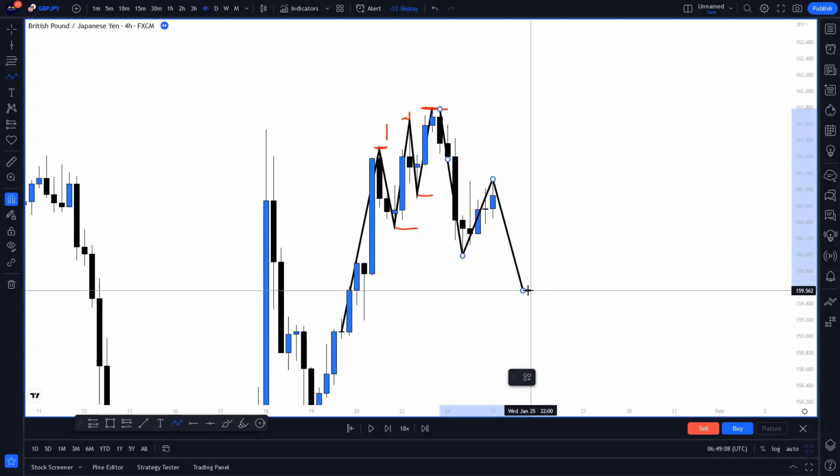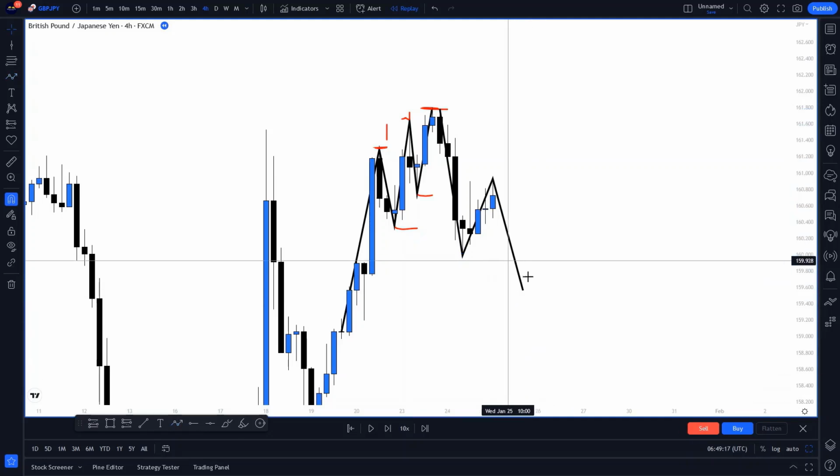This one was predicted. Going into the session on Wednesday, we were looking for that. So this brings me to the start of London session.